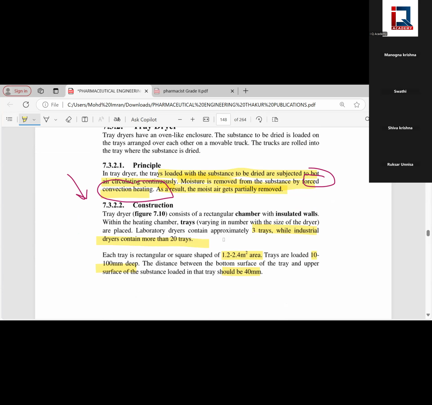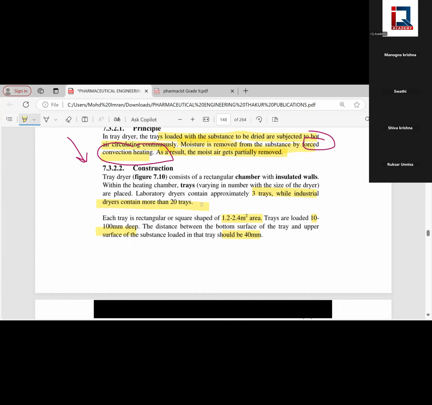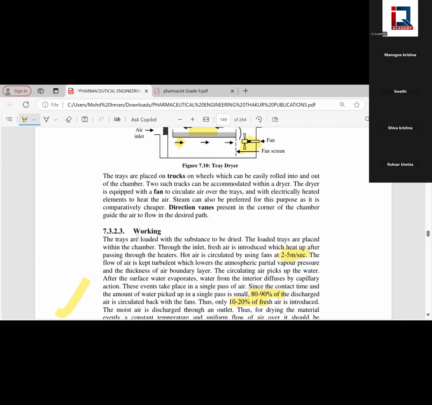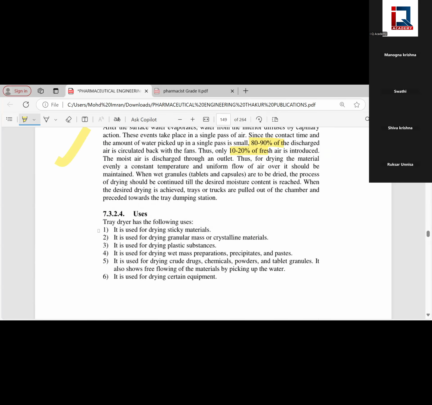So it's a conventional and slow method. It's going to take a lot of time. Depth of the drying bed is more. See, if the depth is 40 to 100, the lower layers dry slowly. That is the major problem.